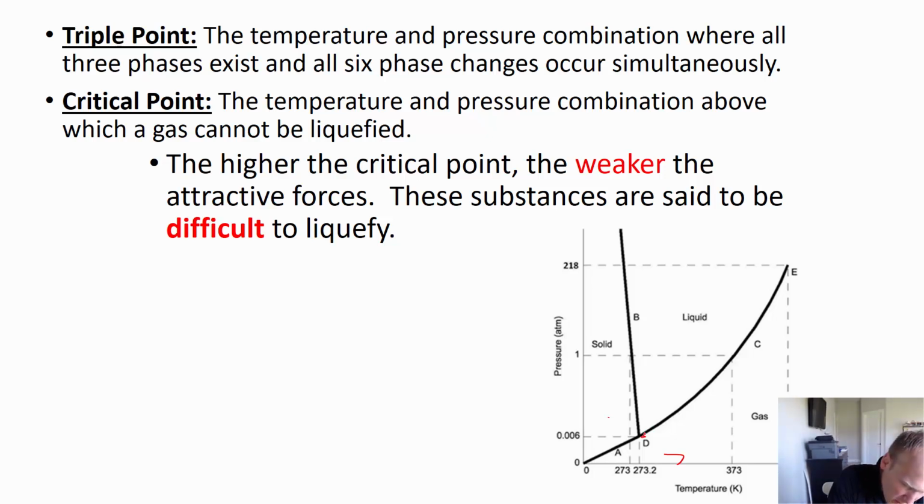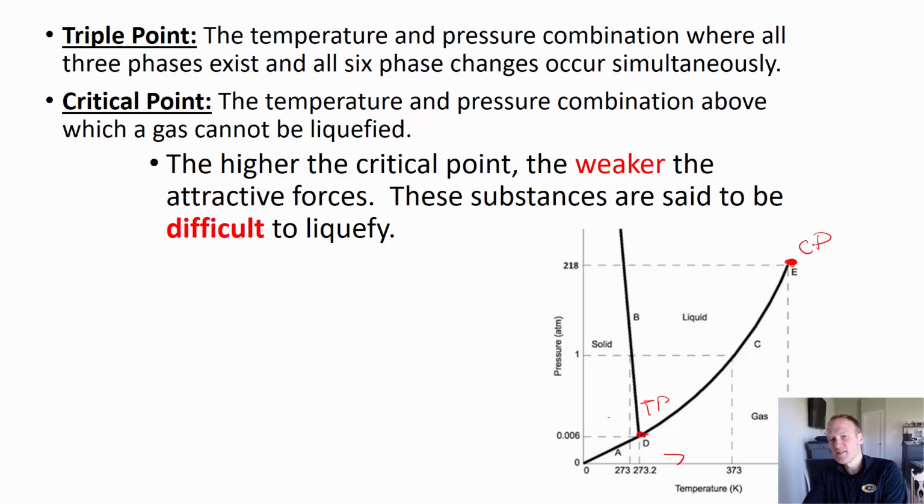But this is the critical point. If we could get a pressure right at 0.006 and a temperature right at 273.2, we would have all three phases of this substance. We could label that TP, triple point. The critical point is right here, CP.